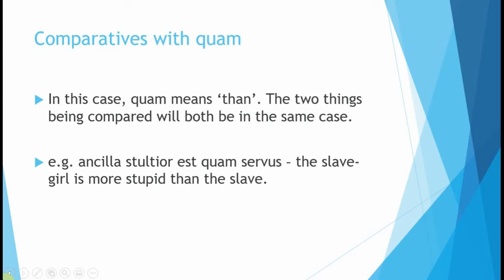So one of the things that some people tripped up on in particular in the last translation was the use of comparatives with quam. Quam can mean a lot of things, but when a comparative is used alongside quam, it means "than". So the two things that are compared will both be in the same case. You will have your comparative and you will have quam. For example, Ancilla stultior est quam servus, the slave girl is more stupid than the slave. You can see that ancilla and servus are both nominative singular.